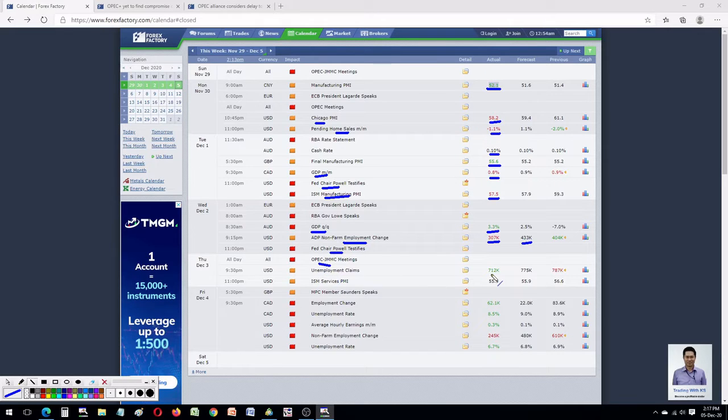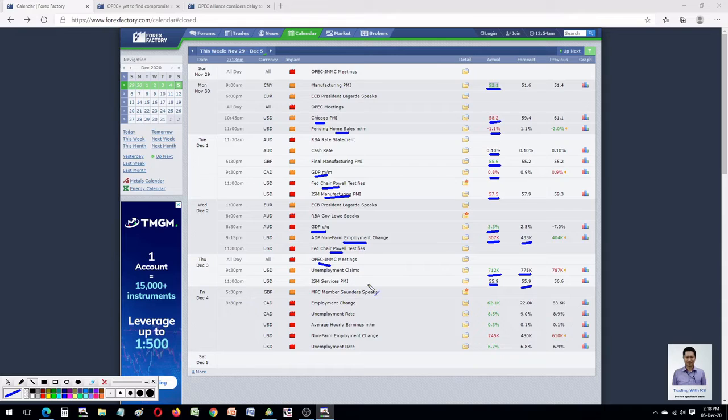Then we got unemployment claims. Unemployment claims have been dropping slightly, and this one, 712, is okay, given they are starting to open the economy back. But due to all this bad sentiment for the US dollar, this one won't do a lot of good for the sentiment. And the services PMI, the services index, is also okay, on par with expected.